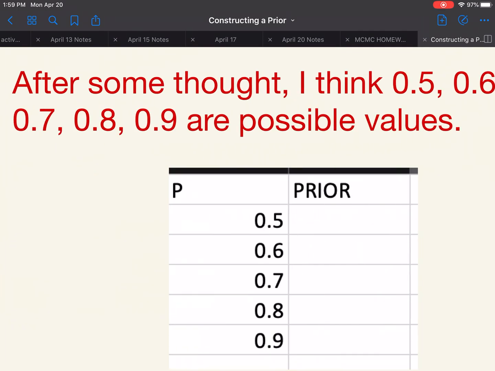I think about this for a little bit, and I decide that values of 0.5, 0.6, 0.7, 0.8, and 0.9 are all possible values for P. It's unlikely, very unlikely, for a value of P, the free throw percentage, to be smaller than 0.5.